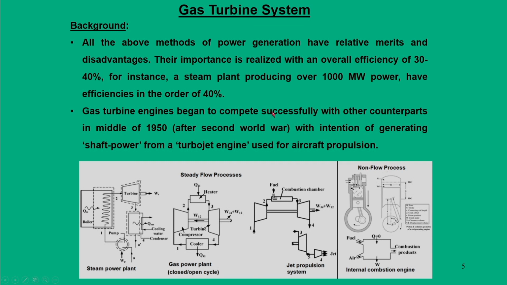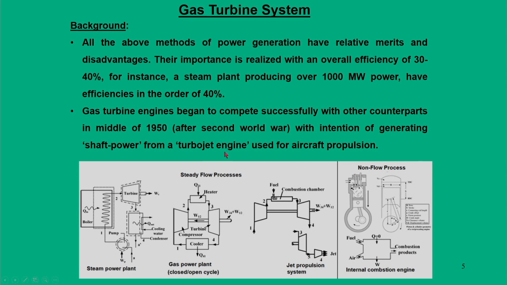The other important aspect of this power generation is that whatever method you use, whether a steam power plant or an IC engine, the maximum efficiency realized is about 40%. This has been proven thermodynamically, that we cannot go beyond 40% efficiency. A steam power plant, for instance, producing a power of 1000 megawatt has an efficiency of about 40%. This was essentially the background when power was generated before the Second World War.